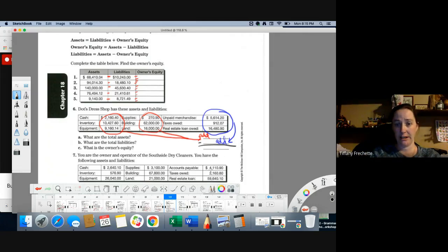Accounts payable, meaning something that you owe. Taxes owed, real estate loan. These are all liabilities, okay? So exact same idea here as number 6, just slightly different numbers. You'll do the same thing for number 7, where you total your assets, total your liabilities, and then subtract to find your owner's equity.